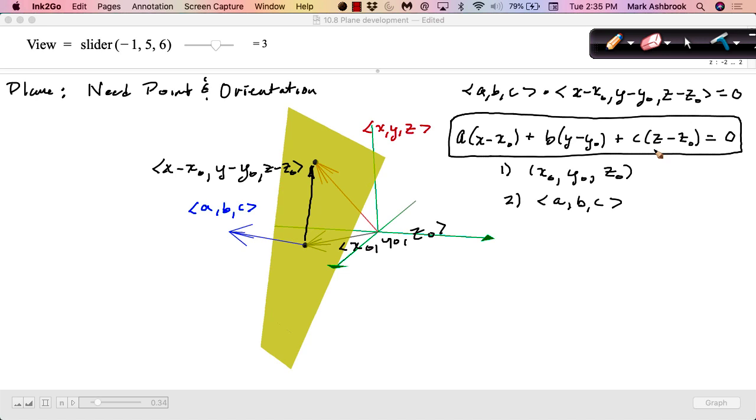And then in your equation, x, y, and z are just going to be left alone. They're going to be there. What are those? They represent every point on the plane. So they stay variable, they stay x, y, and z, because every ordered triple x, y, z that makes the equation true is a point on the plane.